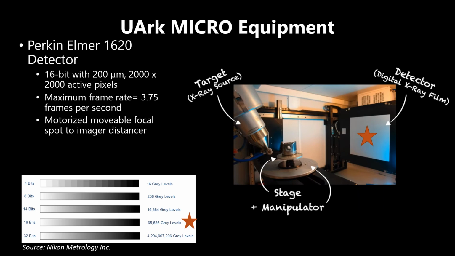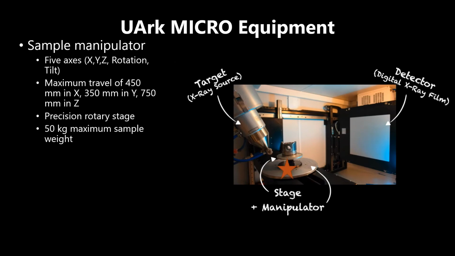The flat panel detector present on the Micro equipment is a Perkin-Elmer. The 16-bit detector has 2000 by 2000 active pixels and a maximum frame rate of 3.75 frames per second. These specs allow for a total of 65,000 plus grayscale values. The detector is also motorized, which allows it to be positioned closer to the X-ray source to further optimize scanning.